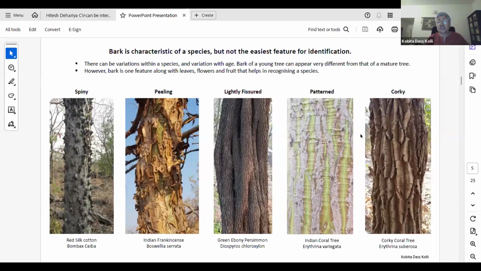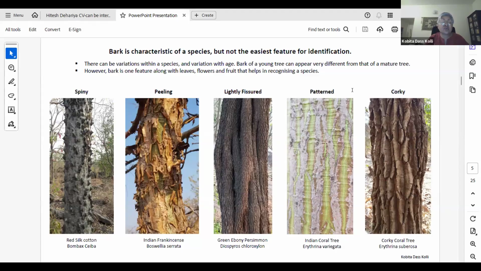Bark is the next feature. In case you have no flowers and no fruit on the tree, because again it is the dry season, please do take good pictures of the bark. And by good, you can see here the clarity of the pictures, because that's very important. We need to see the features on the bark.